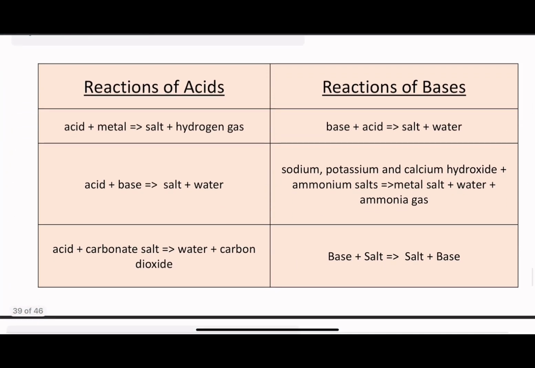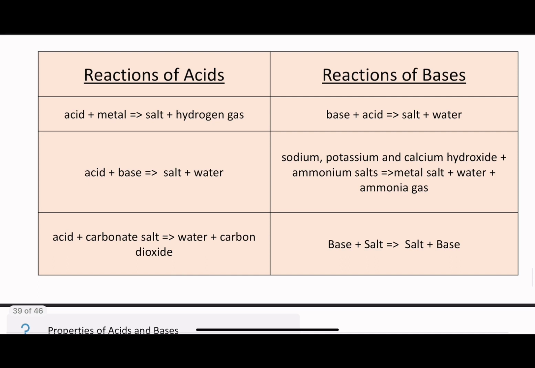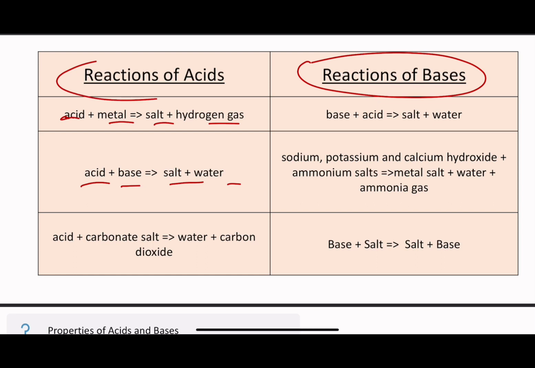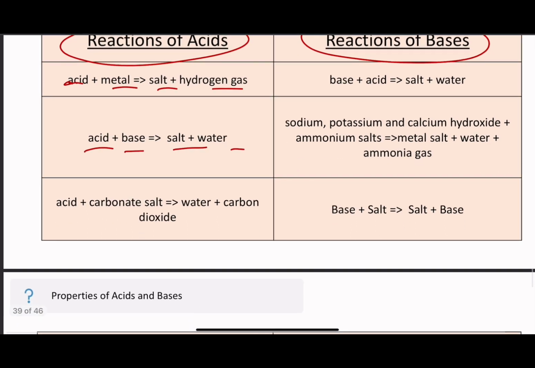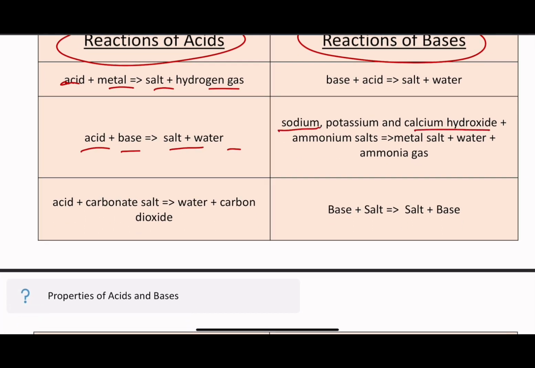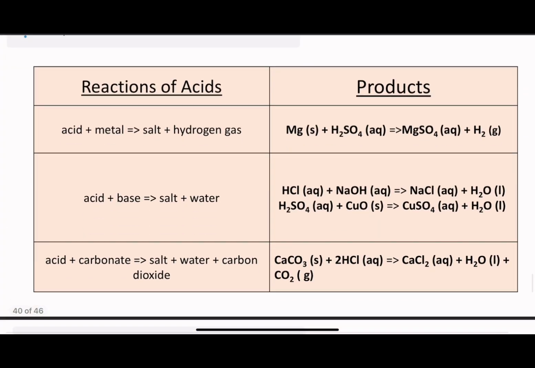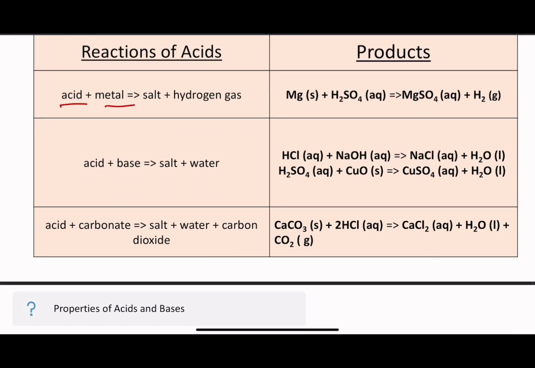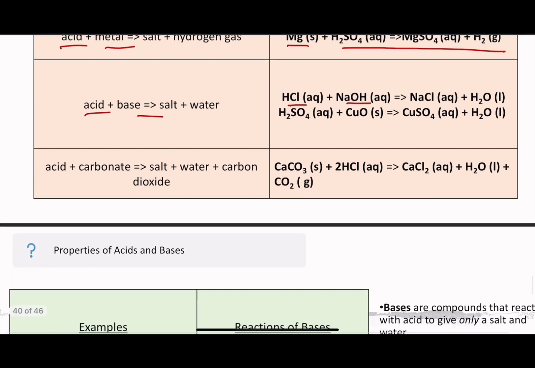Now, reactions of acids and bases. You guys need to know this by heart. Acid and a metal give salt and hydrogen gas. Acid and a base give salt and water. And reactions of bases, you need to know this by heart. Sodium, calcium hydroxide, all of this stuff, okay? Acid plus metal, what it gives, so there's an example. Acid plus base, okay? Acid plus base, an example.